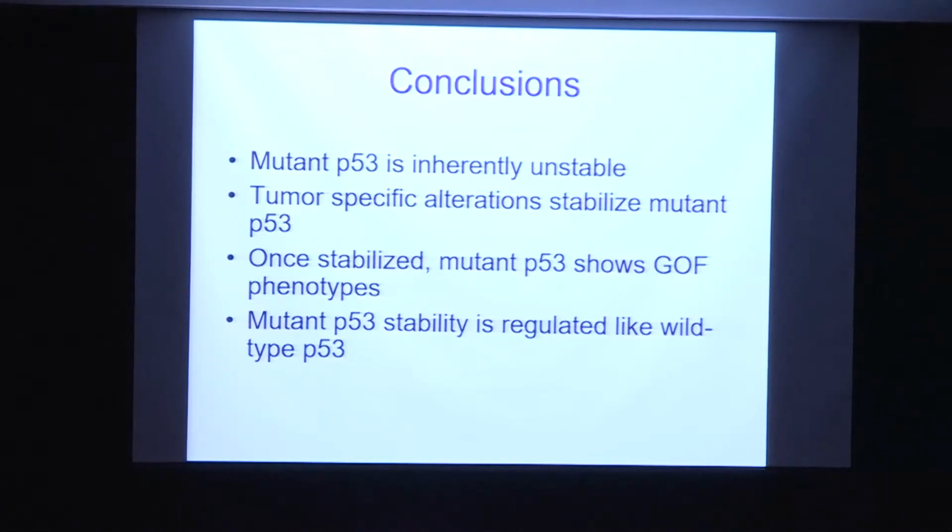Okay, so let me summarize what I've told you so far. Mutant p53 is an inherently unstable protein. This was completely opposite of what we thought before we'd done these experiments. Tumor-specific alterations, so something is happening in that tumor that is stabilizing the mutant p53 protein. Once stabilized, then, it can show these aggressive phenotypes, which in vivo is an invasive metastatic phenotype. The mutant p53 stability is also regulated like wild-type p53. So the same kinds of signals that will activate wild-type p53 will activate mutant p53.